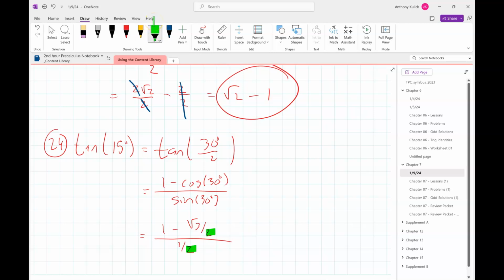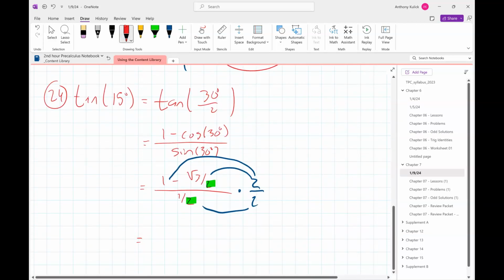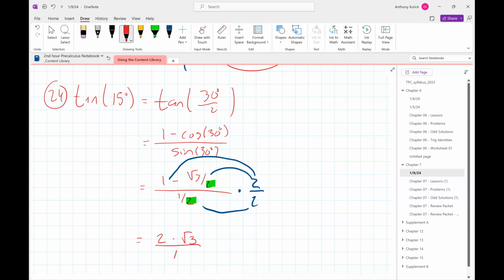Again, fractions inside of fractions, we'll get rid of that the same way. So that's just going to be 2 minus root 3. No rationalizing the denominator necessary because there's no radical down there. That's pretty rad.